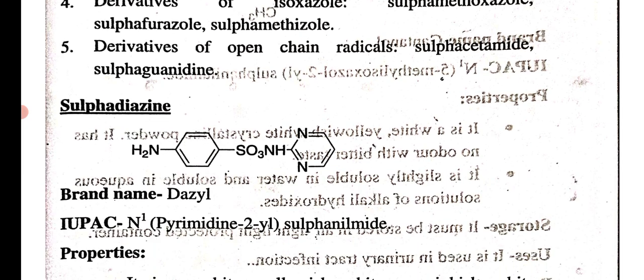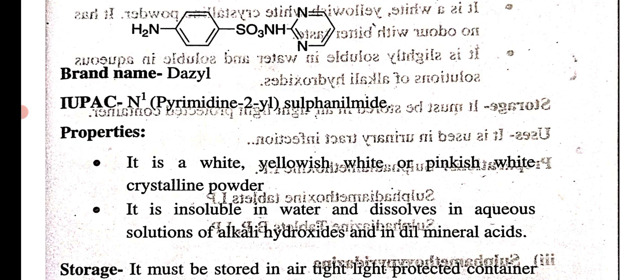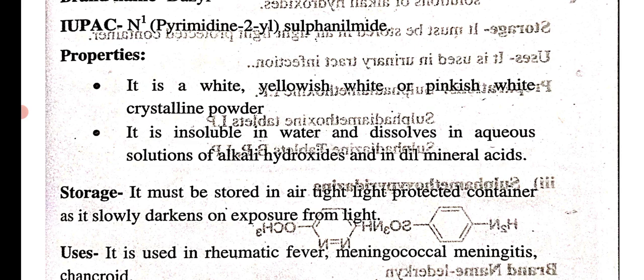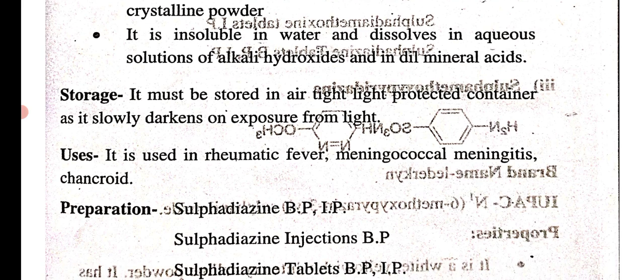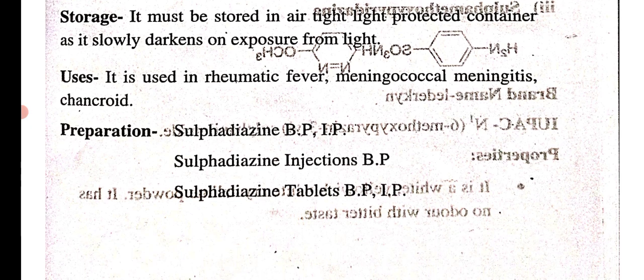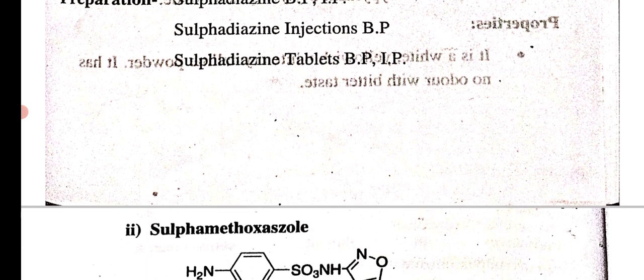The first drug is sulfadiazine, available in the market under the brand name Diazil, and its IUPAC name is N1-pyrimidin-2-yl sulfanilamide. Its properties: it is a white, yellowish white, or pinkish white crystalline powder. It is insoluble in water but dissolves in aqueous solutions of alkali hydroxide and in dilute mineral acid. It should be stored in a light-protected container as it slowly darkens on exposure to light, and it is used for rheumatic fever, meningococcal meningitis, chancroid, etc. Preparations available are sulfadiazine BP, IP, sulfadiazine injection, and sulfadiazine tablets BP and IP.